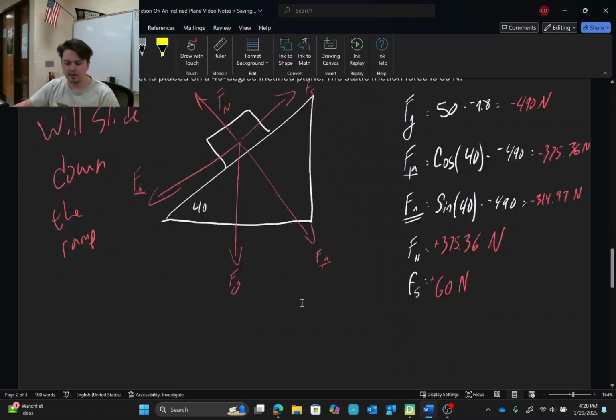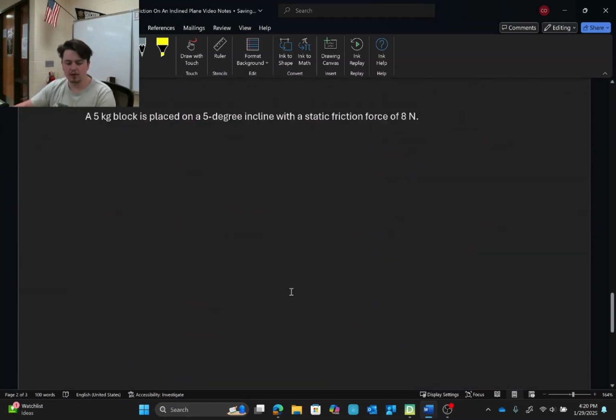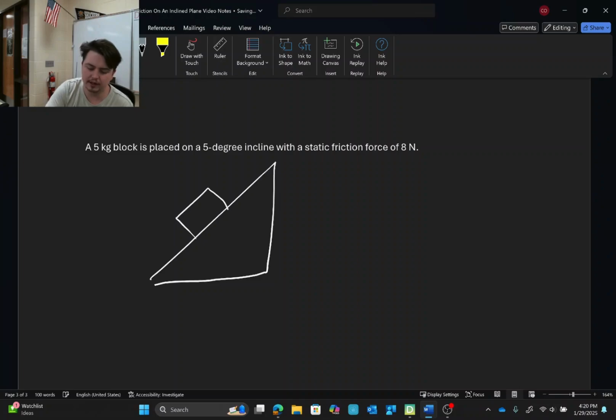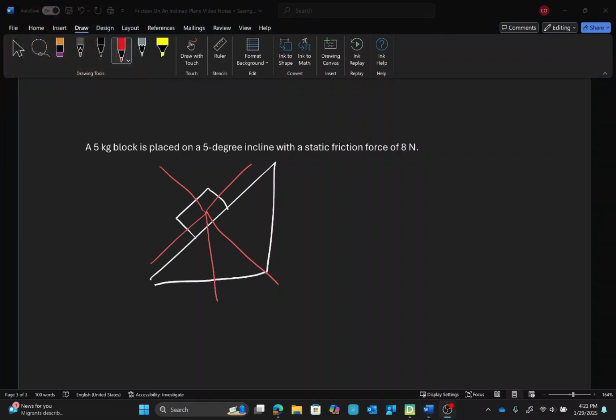All right, and I think we only have one more. Yep, just one more. All right. So a 5 kilogram block is placed on a 5-degree incline with a static friction of 8 newtons. You know what I'm gonna say? Let's draw this out. I just love drawing. All right. We're trying to find all these points. So, do the same thing. I'm going to fade out from existence. And now, you may pause the video and try the problem yourself.